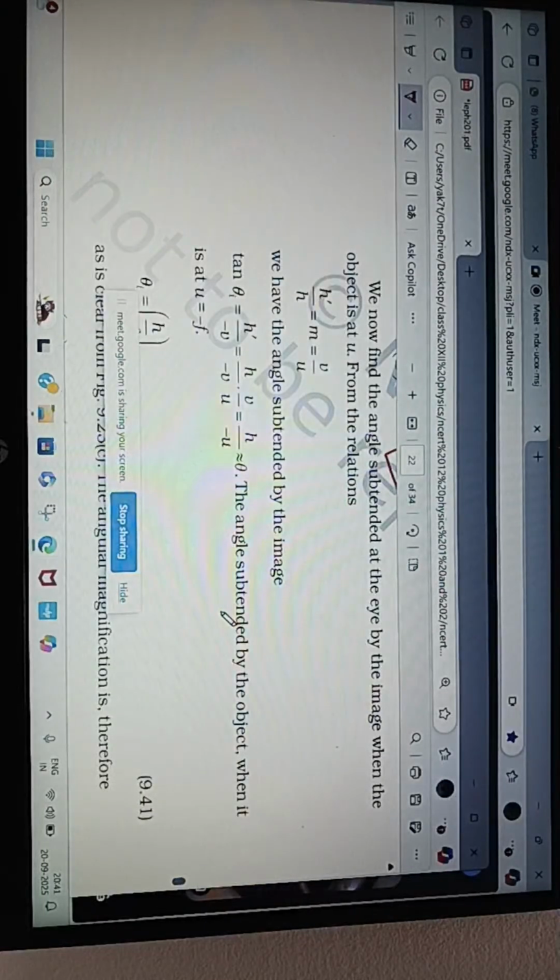Is this clear? Yes, sir. Next you tell me this, the image. Note the angle subtended by the image when the object is at u. From the relation h dash by h is equal to m is equal to v by u, we have the angle subtended by the image tan theta is equal to h dash by minus v, is equal to h by minus v into v by u, is equal to h by minus u, which is approximately theta. When it is at u is equal to minus f, theta is equal to h by f.